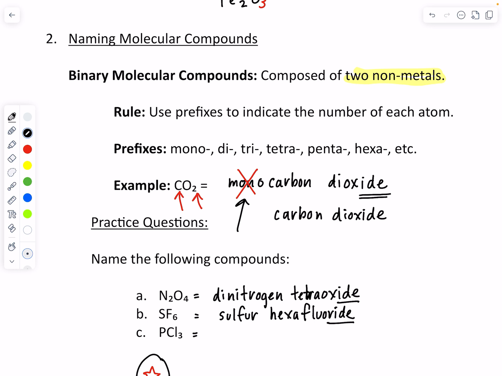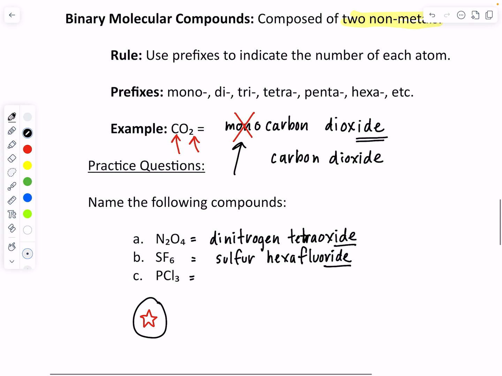There's 1 phosphorus in the next example. We don't put mono unless it's a special example, which I'll talk about. So we have phosphorus and 3 chlorine, that's trichloride. Tri meaning 3.